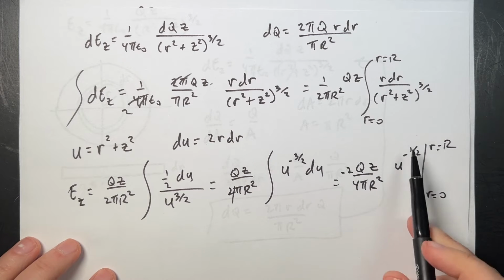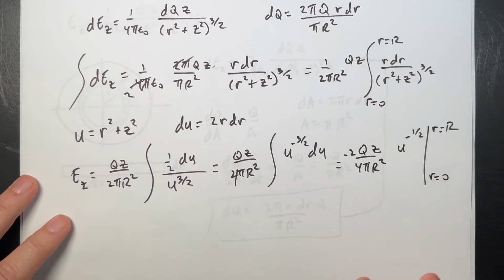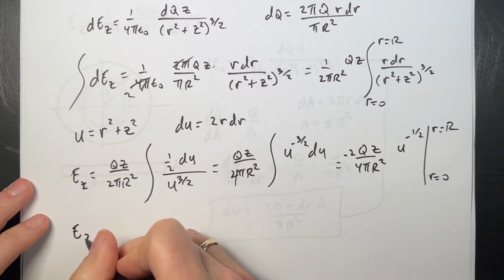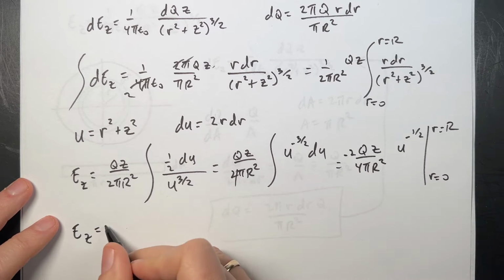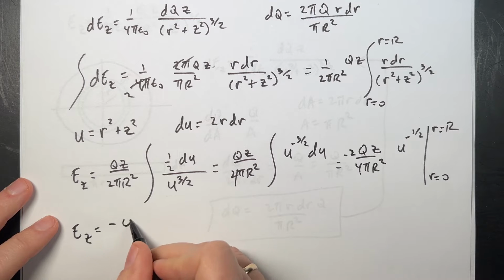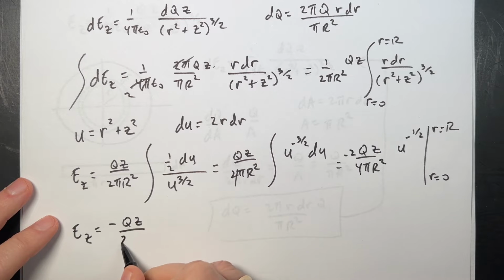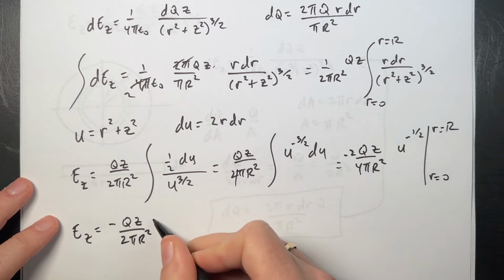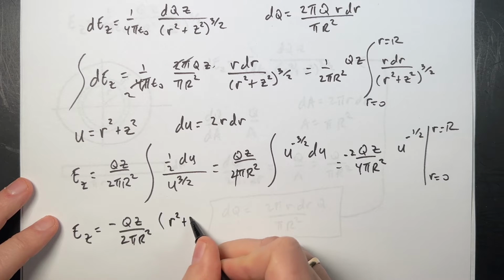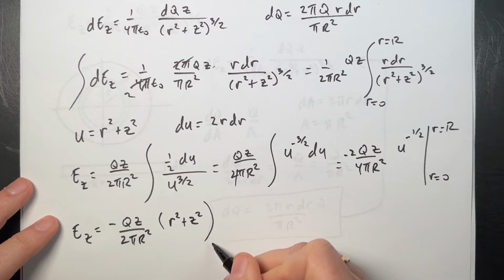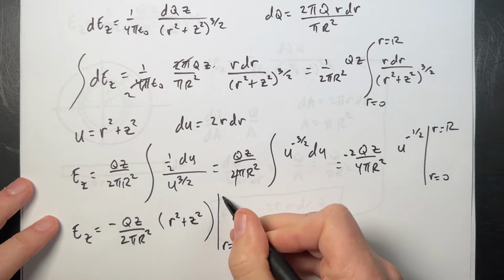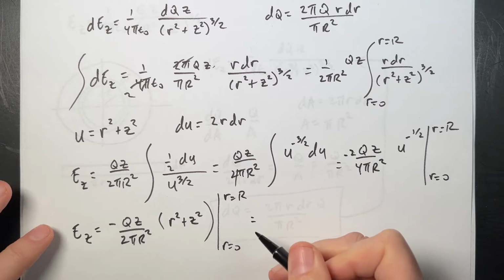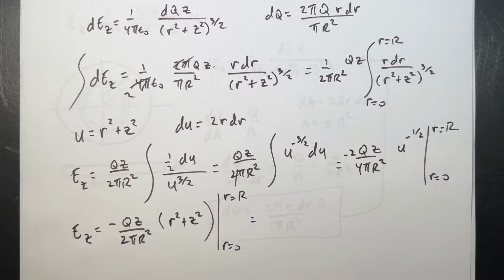Let's go ahead and put back in our expression for u. So I get Ez equals negative, now that 2 is going to cancel, so I have negative qz over 2 pi r squared plus z squared, evaluated at r equals 0 and r equals r. So if I put in this, why am I getting a negative sign? I think it'll be okay. Yeah, it's going to be okay.